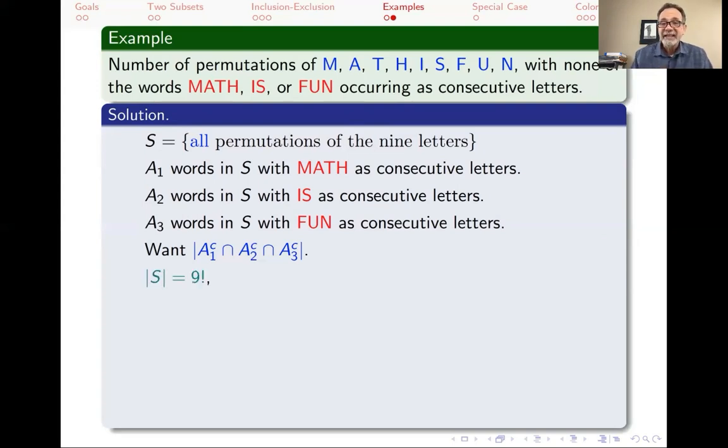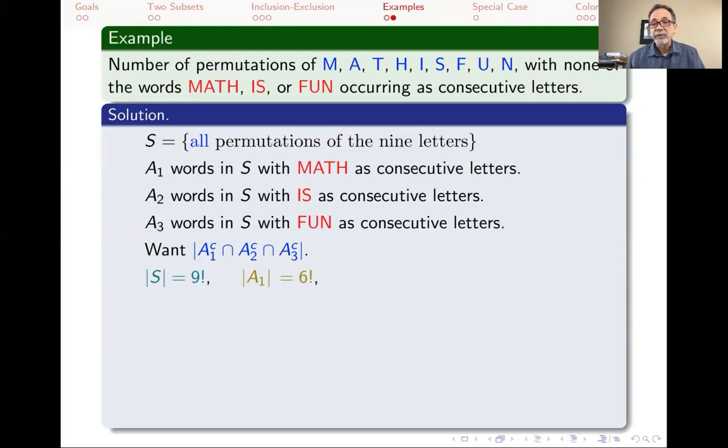The size of S is 9 factorial because that's the number of permutations of 9 things. You have 9 choices for the first spot, 8 choices for the second spot, and so forth, 9 factorial. But what about the size of A1? If I want to find the size of A1, I will think of MATH as one letter. And I will say I've got MATH, and then I have 5 other letters, ISFUN. And I want to take MATH and ISFUN and find all their permutations. And so that will be 6 factorial because I've got 5 letters, ISFUN, and math, and I'm permuting them.